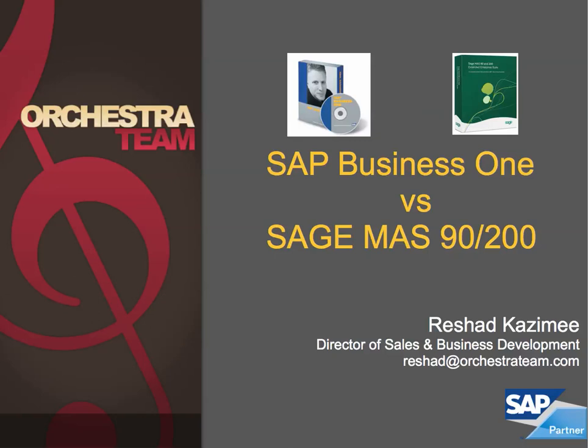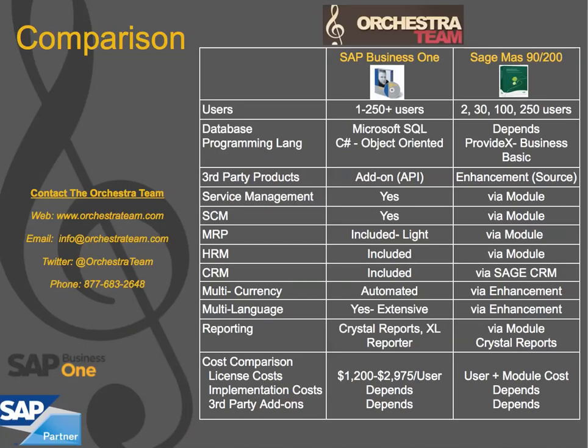Today we're going to be comparing SAP Business One with Sage Mass 90/200. Here's a comparison chart of the two products. On the left hand side we have SAP Business One. On the right hand side we have Sage Mass 90/200.